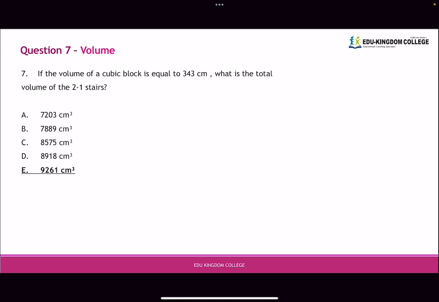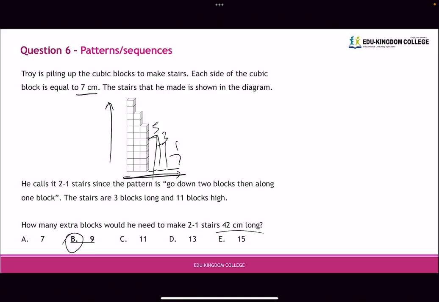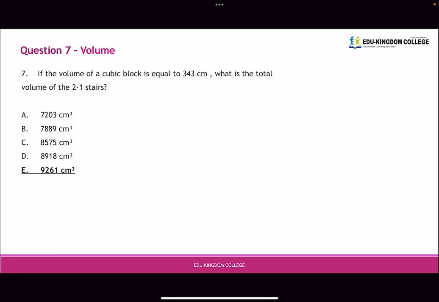So if the volume of a cubic block is equal to 343 centimeters cubed, what is the total volume of the 2 1 stairs? So far we have 11 blocks here, 9 blocks here, and then 7 blocks, which is 27 blocks altogether. Okay, if we do 343 times 27, you should get E, 9,261. I'm not going to do the long multiplication for you because you already know how to do that.